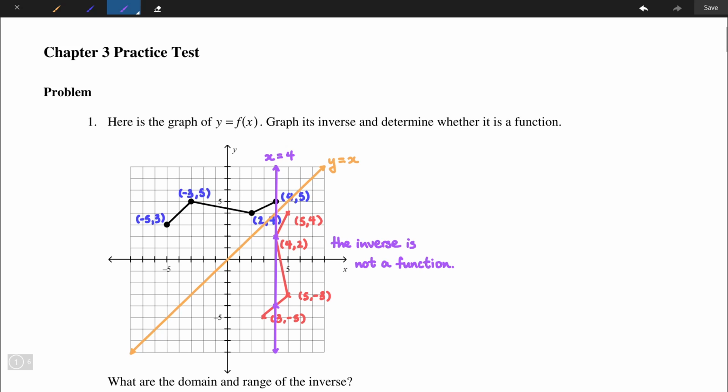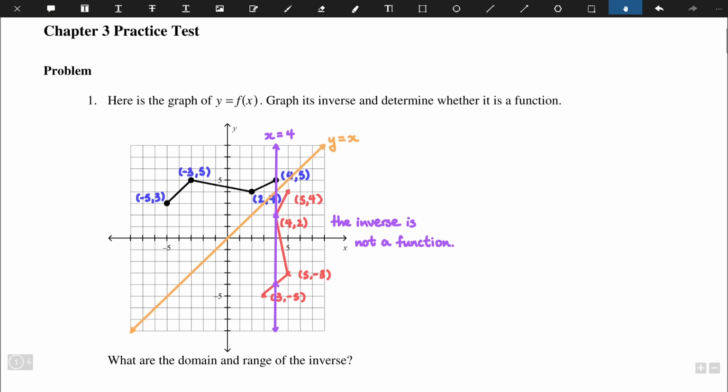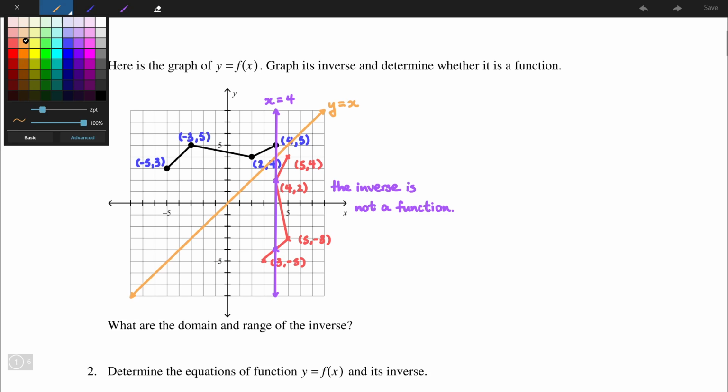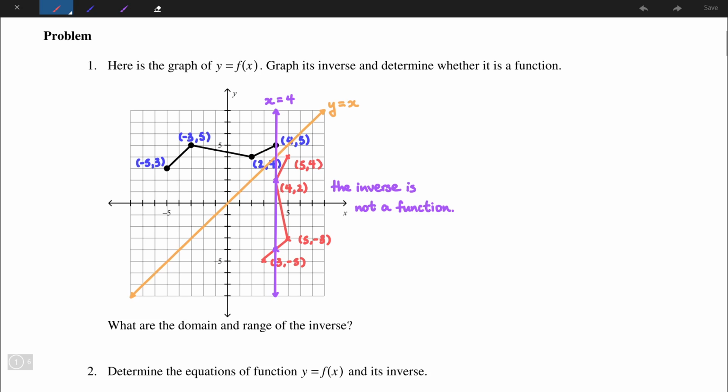Okay, let's find the domain and range of the inverse. We can see that the minimum x value is -3, and the maximum x value was 5. And as for the range, the minimum y value was -5, and the maximum y value was 4. Okay, so that's question number 1.